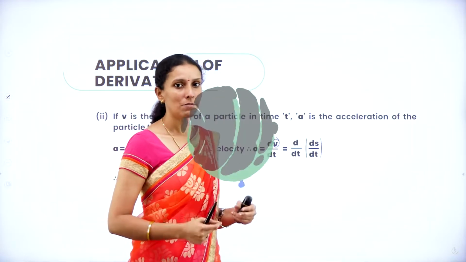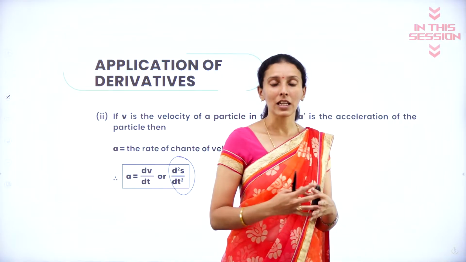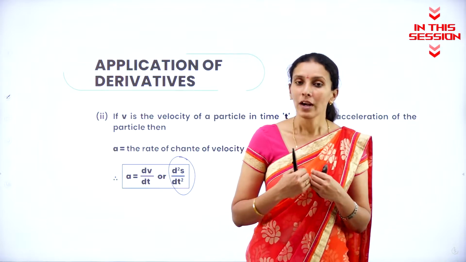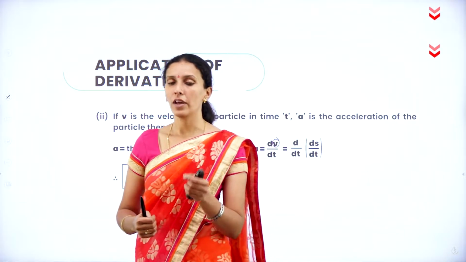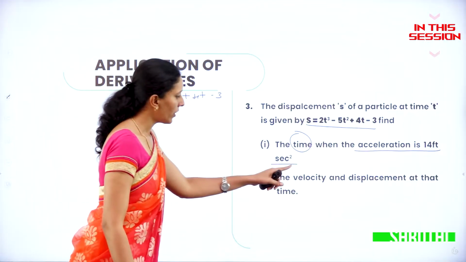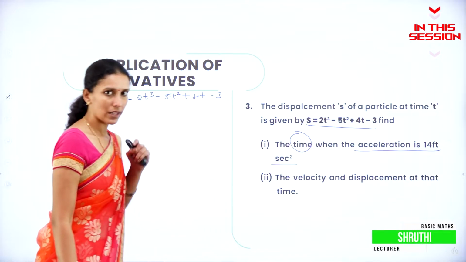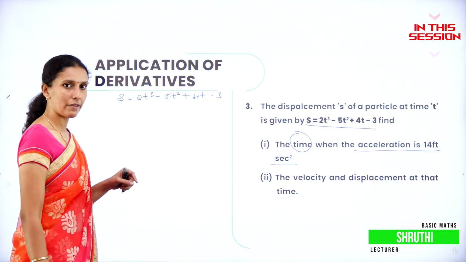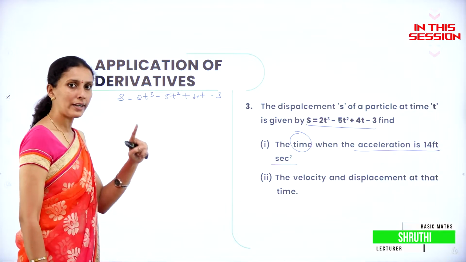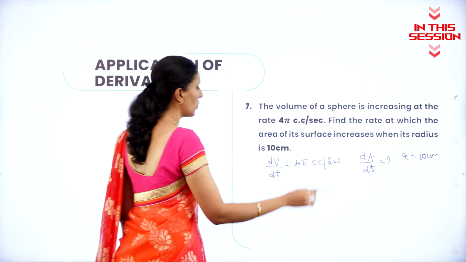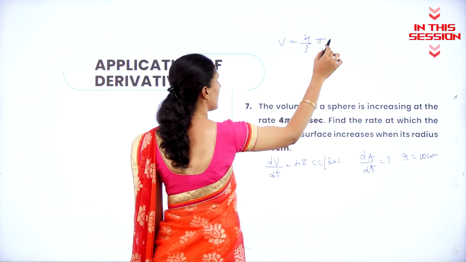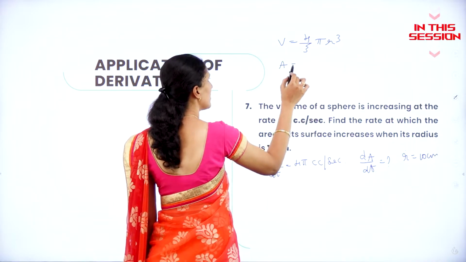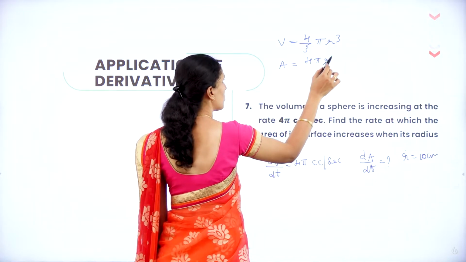So whenever the displacement of a particle is given in an equation form, we have to derive twice to find the acceleration of a particle. I need to find velocity, acceleration as well as displacement. Displacement is given. If I differentiate it one time, I'll get the velocity. First note that volume of a sphere is 4 by 3 pi r cube. Area is 4 pi r square.